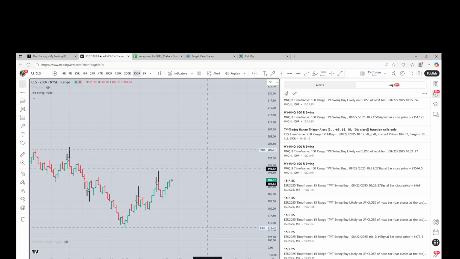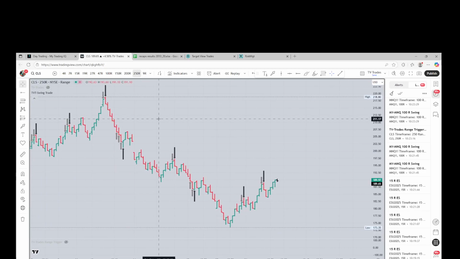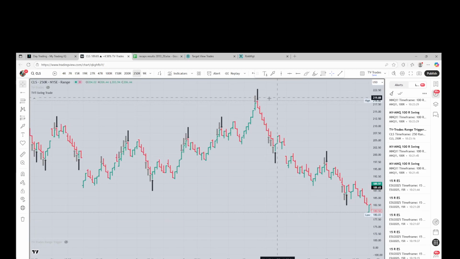Why are the black arrows not triggered after gray ones? Yeah, I already answered that, right? Okay, now I got totally distracted there. But that's how you set the alerts for these things.